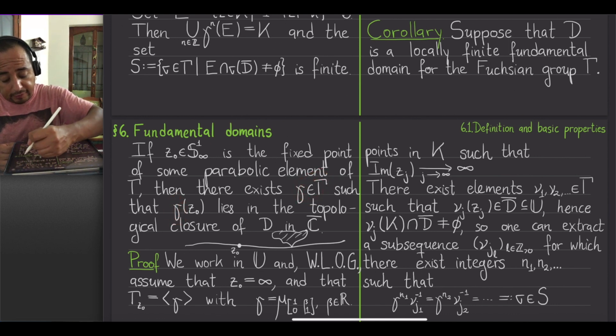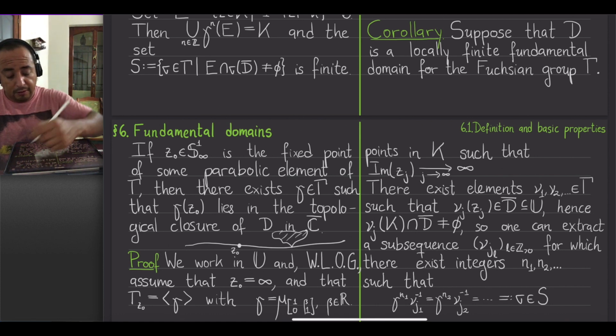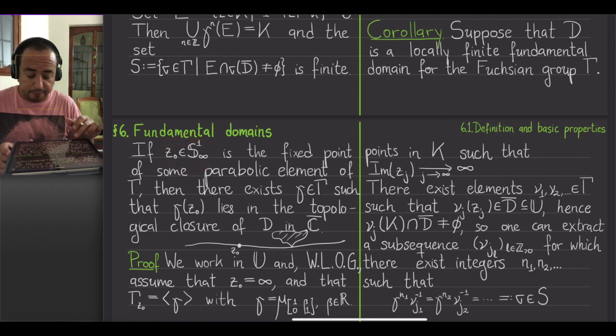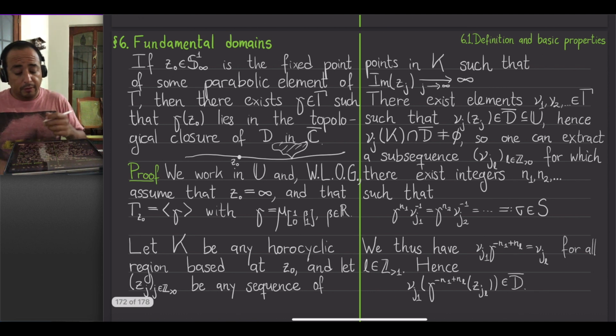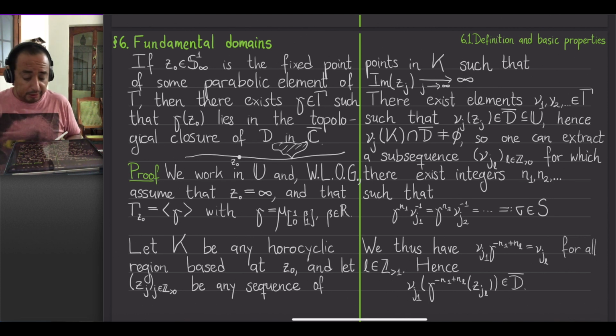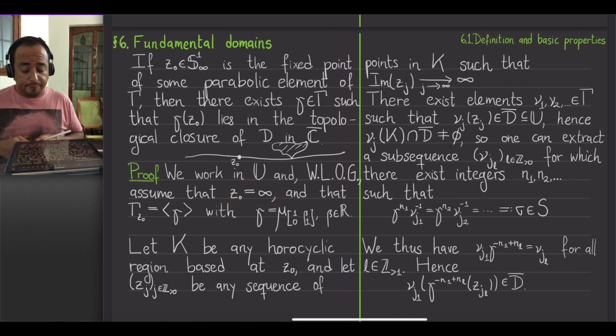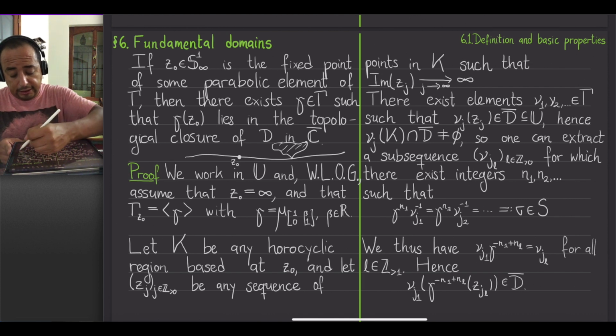And of course, since I want to move this point, which is not in the hyperbolic plane because it's a point at infinity, into a closure of D, well, I have to take the topological closure inside C bar, not in H, right? Because points at infinity are not in H. So let's prove it. We work again in the upper half plane model. Again, without loss of generality, I assume that the fixed point is infinity. Okay, and that the stabilizer then consists of horizontal translations.